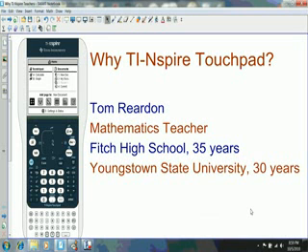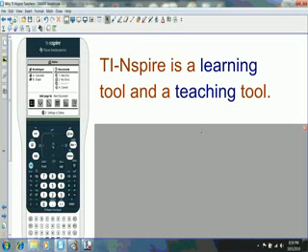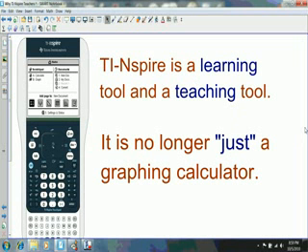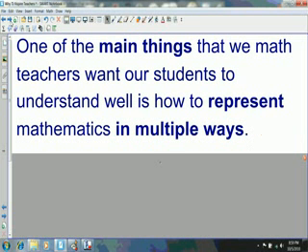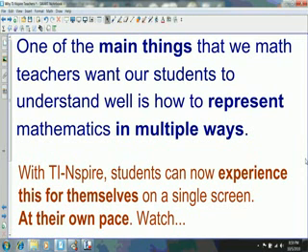Many math teachers have been asking why TI-Nspire Touchpad, and I thought I'd try to answer those questions. First of all, TI-Nspire is a learning tool and a teaching tool. It's no longer just a graphing calculator. One of the main things that we math teachers want our students to understand well is how to represent mathematics in multiple ways. With TI-Nspire, students can now experience this for themselves on a single screen and at their own pace. Watch.